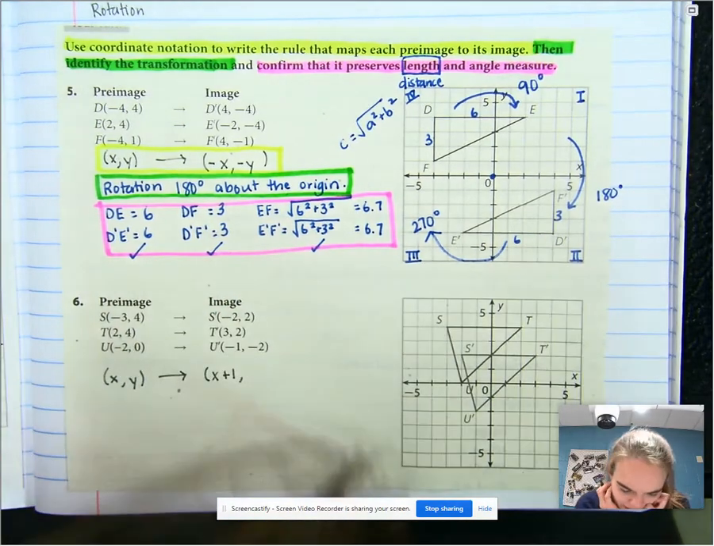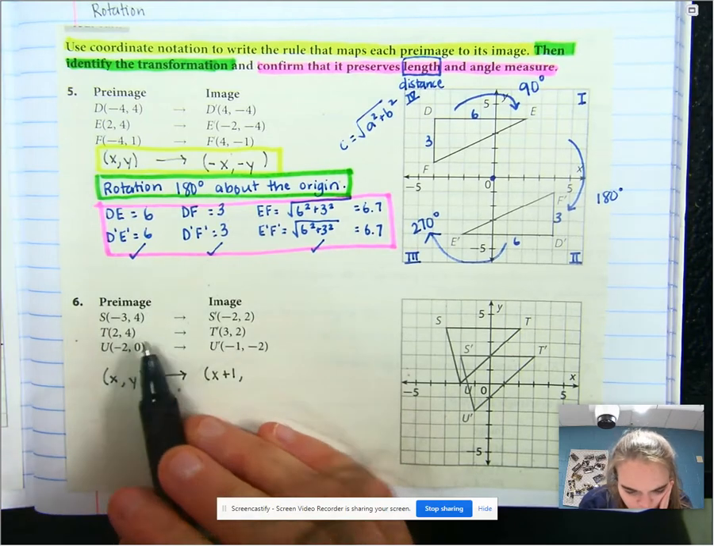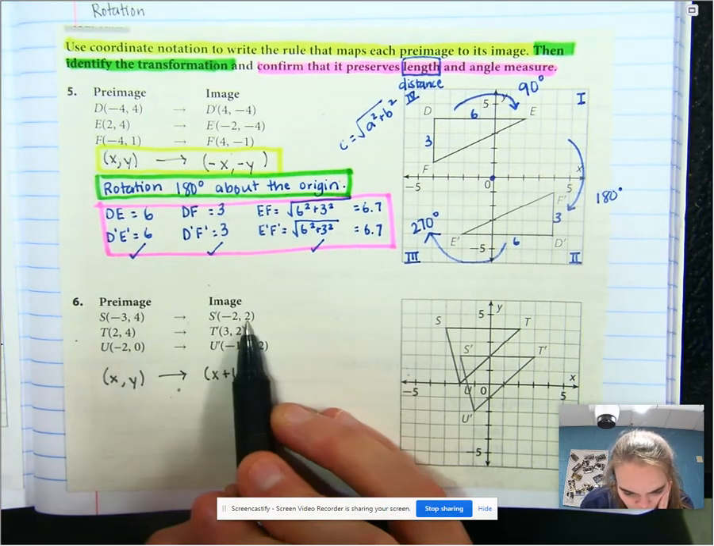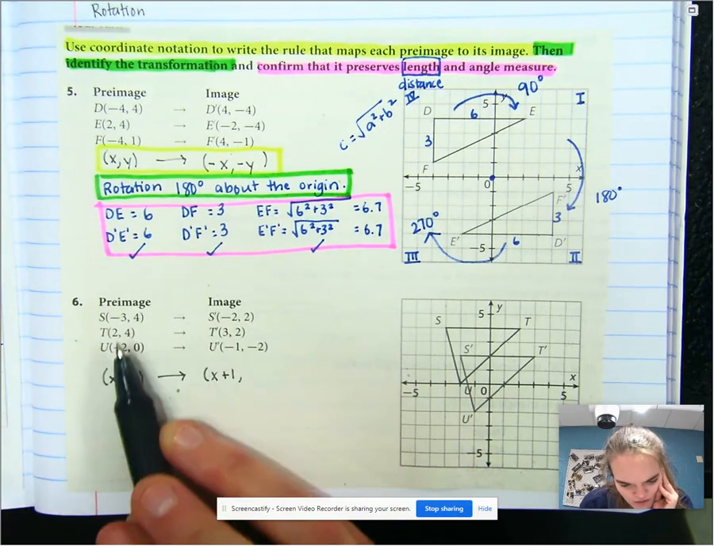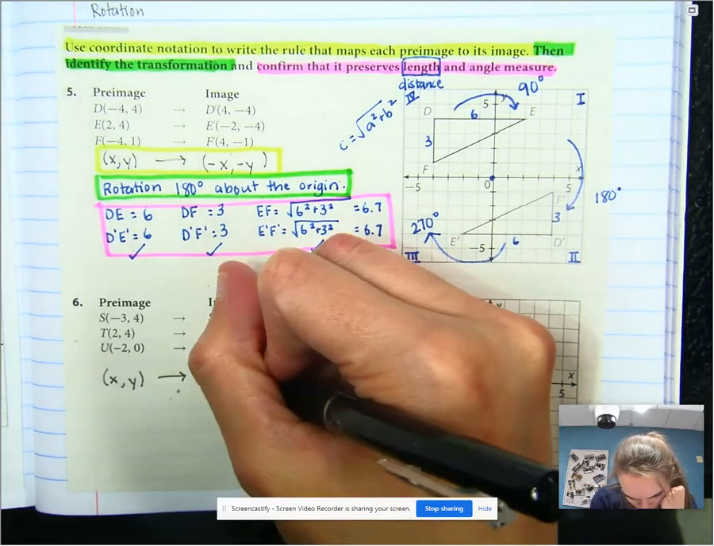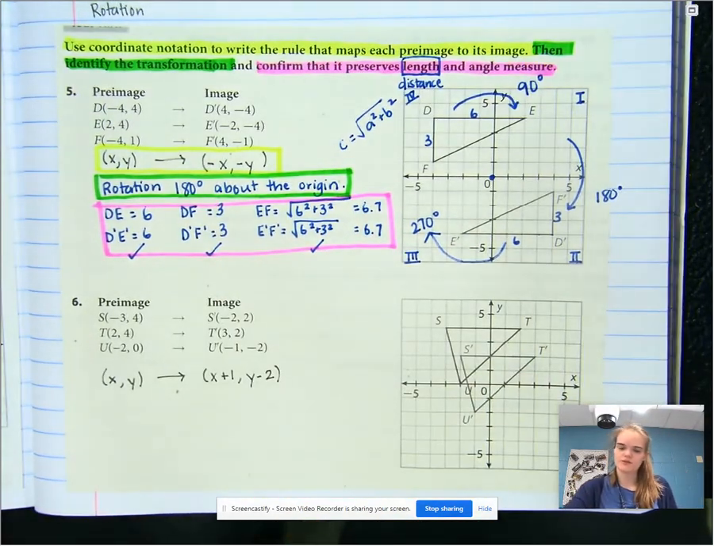All right, let's do y. I can do this one or this one or this one. They're all positive here, except for 0 that's neutral. All right, 4 to 2, that's subtract 2. 4 to 2, subtract 2. 0 to negative 2, subtract 2. Y minus 2. That's the first part.